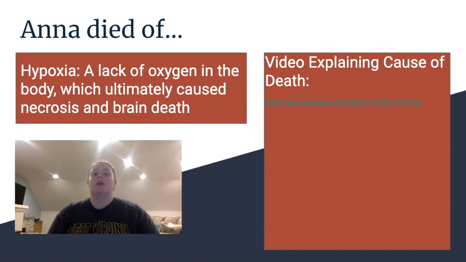So we had to pick how we thought Anna died. And when doing that, we have to add a video of sorts, from a scientific source, to show, oh, this is what we're talking about, this is explaining it, and things like that. We thought that Anna died from hypoxia, which is a lack of oxygen in the body, which ultimately causes necrosis and brain death.